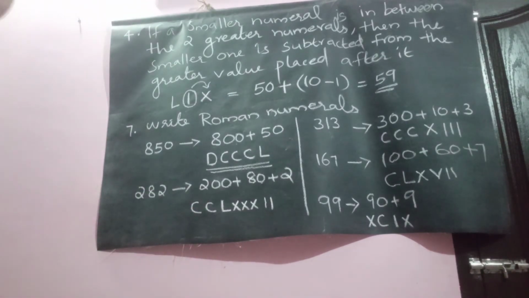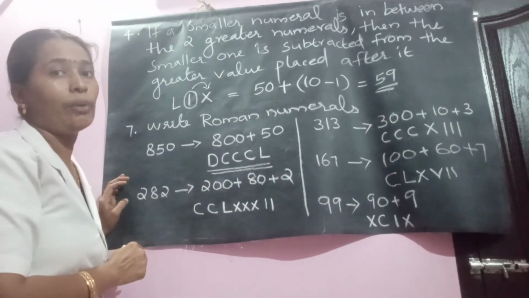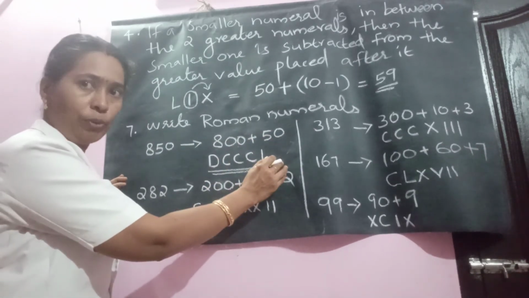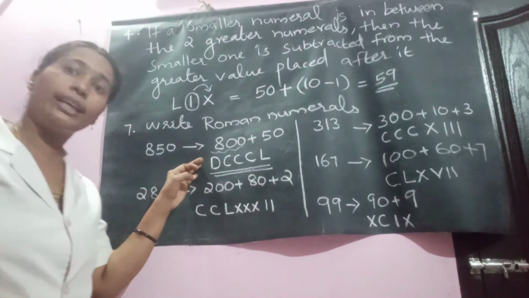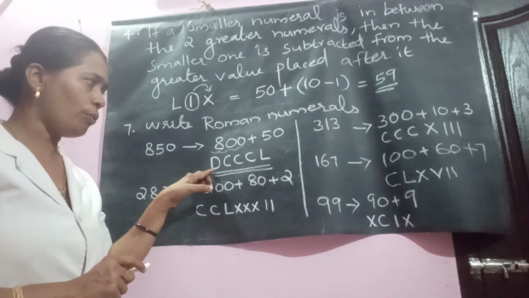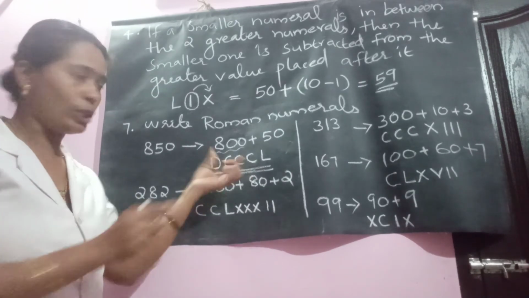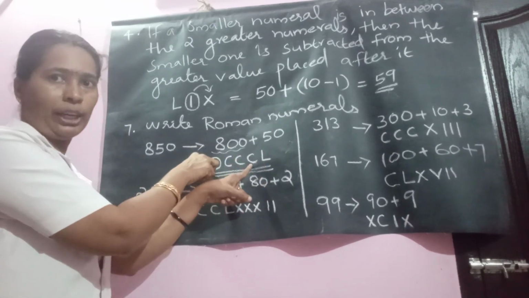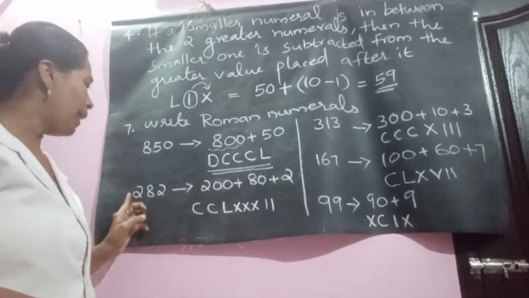Next one, that is 850. How can we write 850? Split it: 800 plus 50. For 800, think about which symbol it comes after. After D, that is 500. So for 500 the teacher wrote D. Then we need 300 also, so C, another C, next C. So we got 800 now. Then 50, for which we already have a symbol. What is it? L.